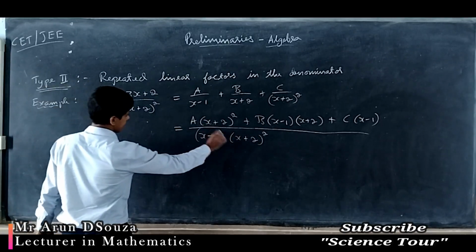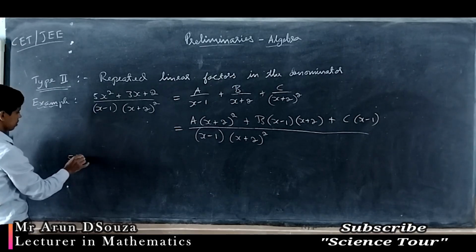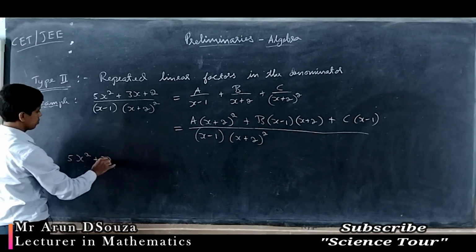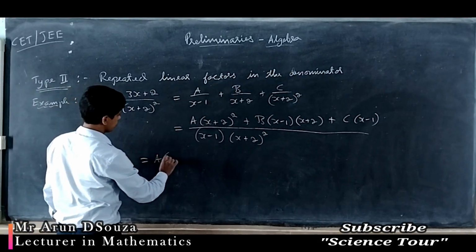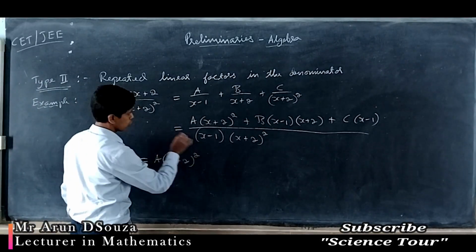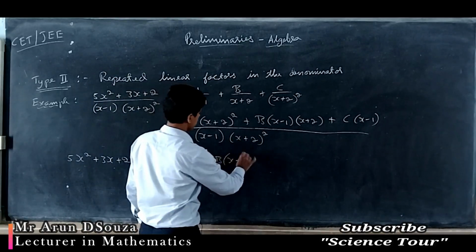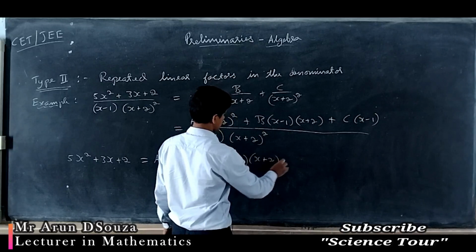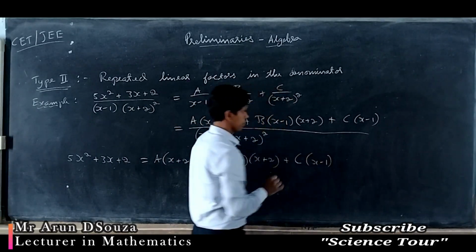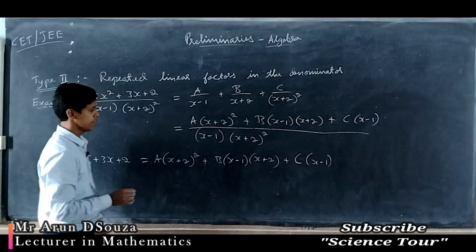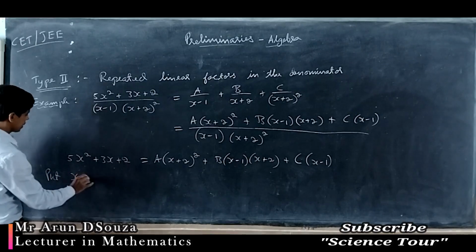Well, now cancel the denominators, so numerators remain. First is 5x square plus 3x plus 2 is equal to a into x plus 2 whole square plus b into x minus 1 x plus 2 and then c into x minus 1. Well, hope you understood that. Fine. Now put x is equal to what?